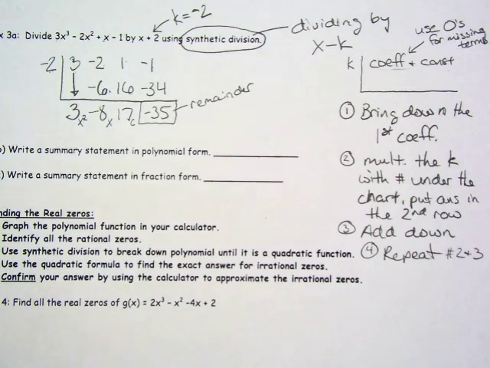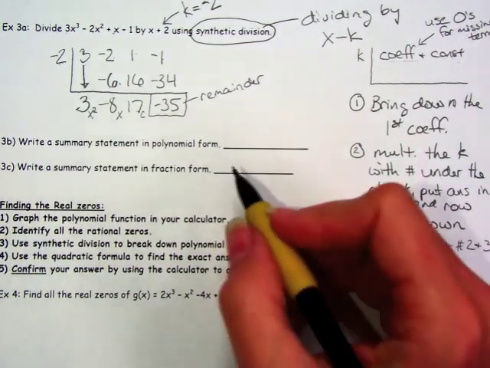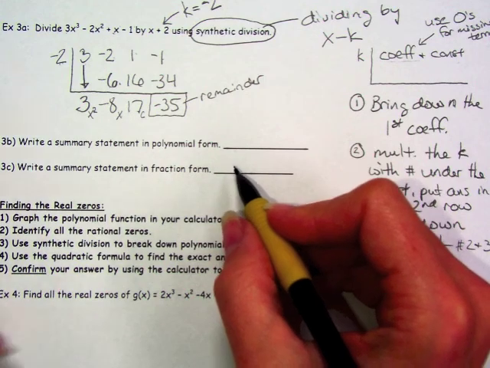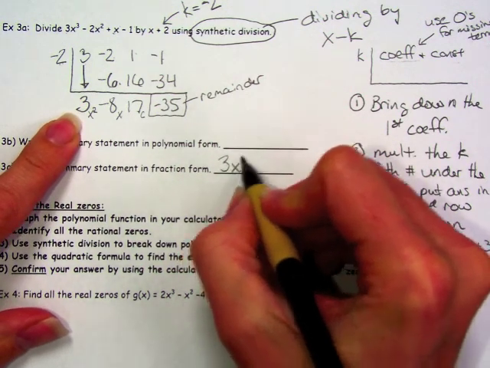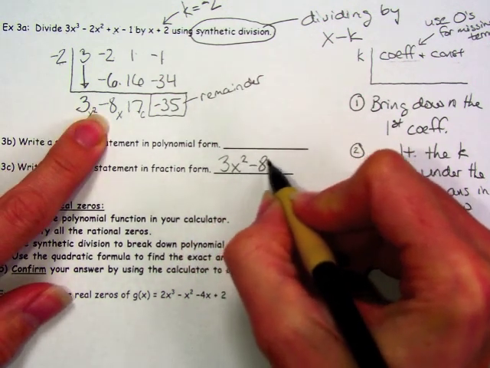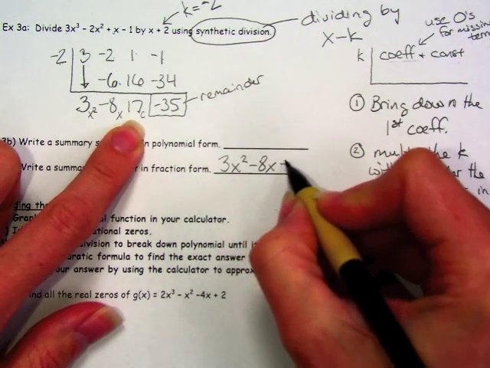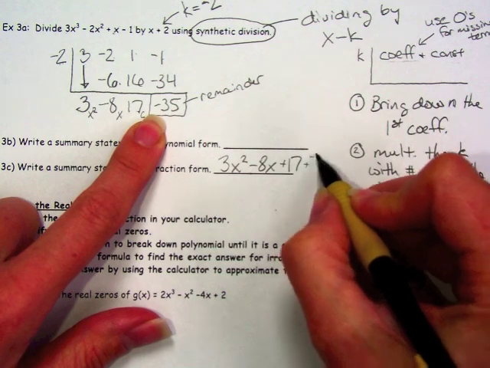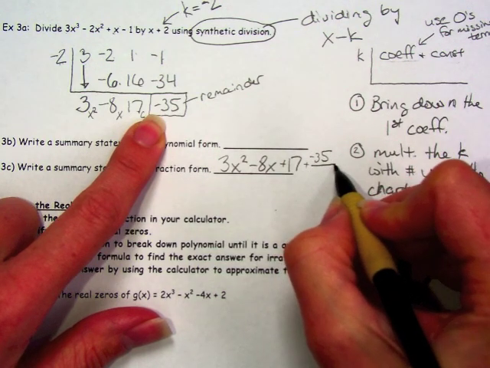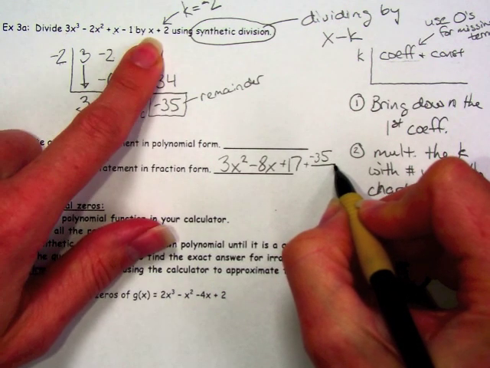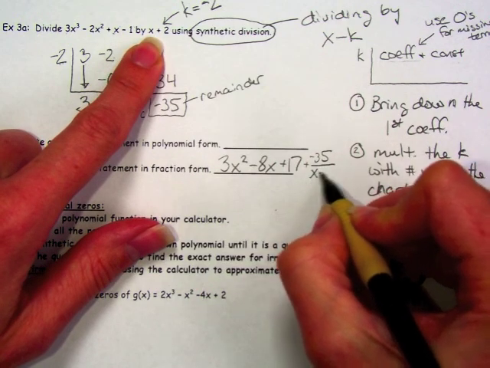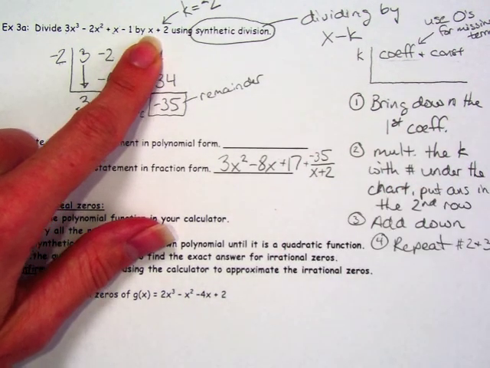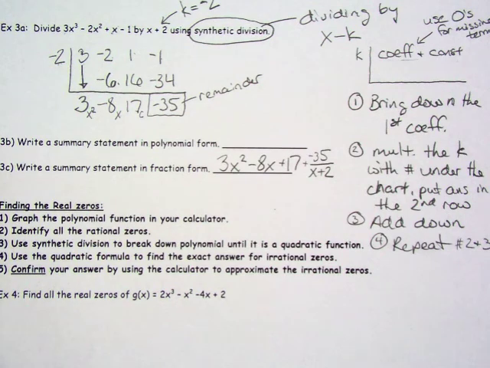What we got when we divided, in fraction form, the answer to the division, was 3x squared minus 8x plus 17. And then we have this remainder of negative 35, so plus a negative 35 over what I divided by, which is x plus 2. That's the answer to the division.